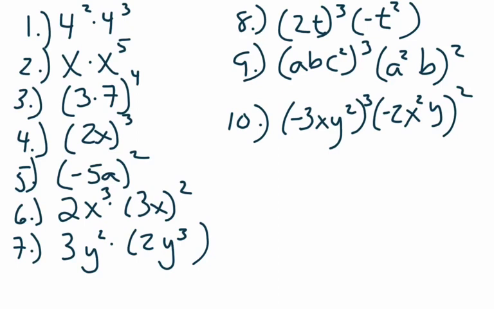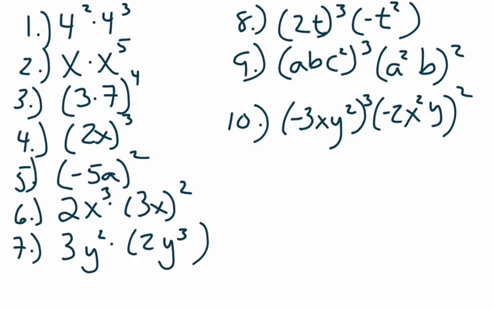Number 5 is negative 5a all squared. 6 is 2x cubed times 3x all squared. 7, 3y squared times 2y cubed. 8 is 2t all cubed times negative t squared. 9 is abc squared all cubed times a squared b all squared. And 10 is negative 3xy squared all to the 3rd times negative 2x squared y all squared. Pause the video, work these out, show as much scratch work as you need, and then unpause to check your answers.